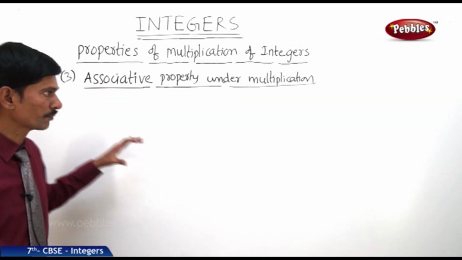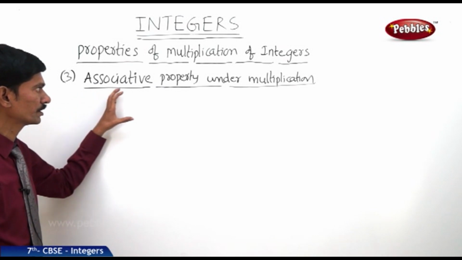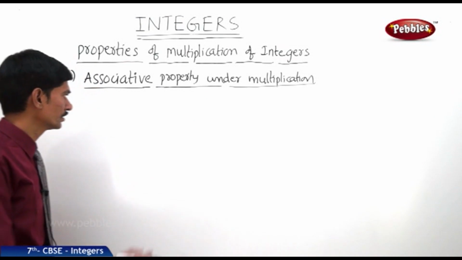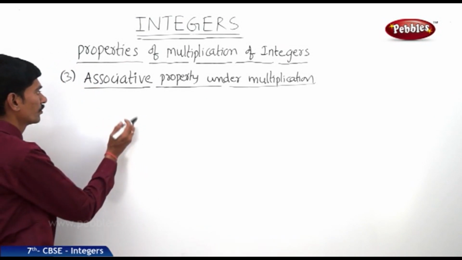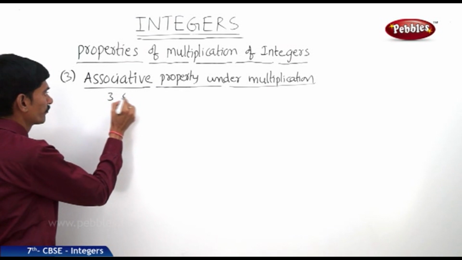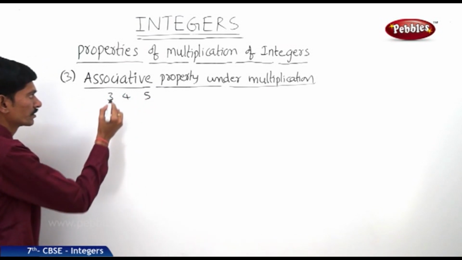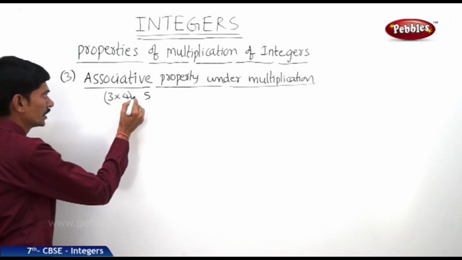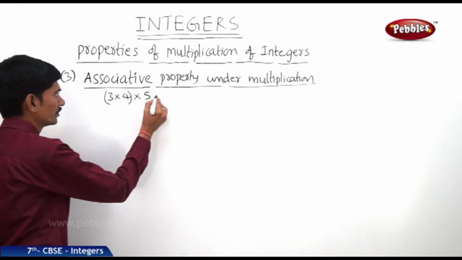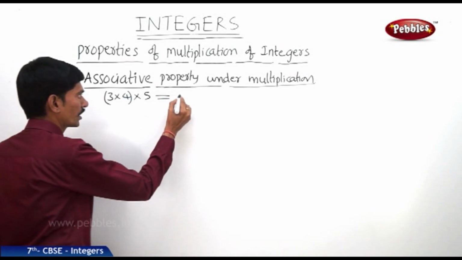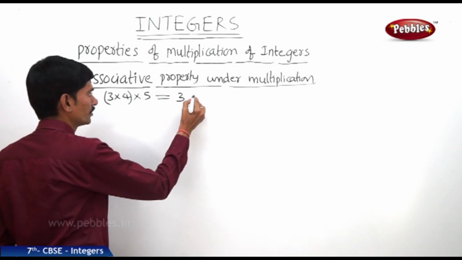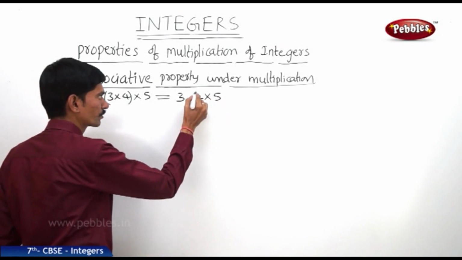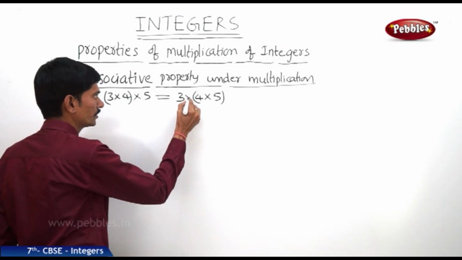Now let us see the next property, that is the associative property under multiplication. Means associativity under multiplication. Now let us take any three whole numbers like 3, 4, 5. Here 3, 4 are grouped together and multiplied, then we will multiply this by 5. This equals, again we take the same whole numbers 3, 4, 5, but here 4 and 5 are grouped together and this is multiplied by 3.